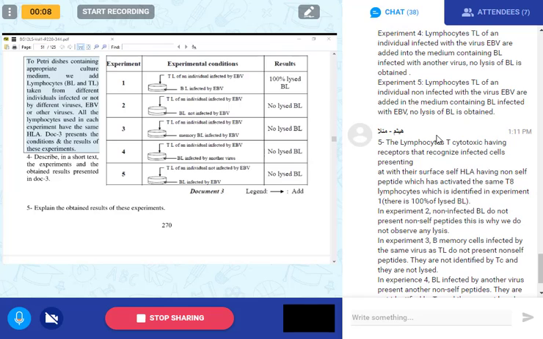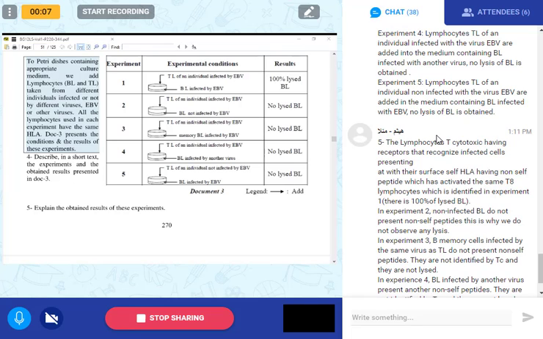So in experiment 1, Maryam, the T8 cells saw the antigen on the surface of the B lymphocytes, right? Yes. And they destroyed all these B lymphocytes. Yes. Right? So this is the normal reaction. As for experiment 2: non-infected B lymphocytes do not present non-self peptides. This is why we do not observe any lysis. Okay, in experiment 2 non-infected cells do not present non-self peptides, so there is no lysis.